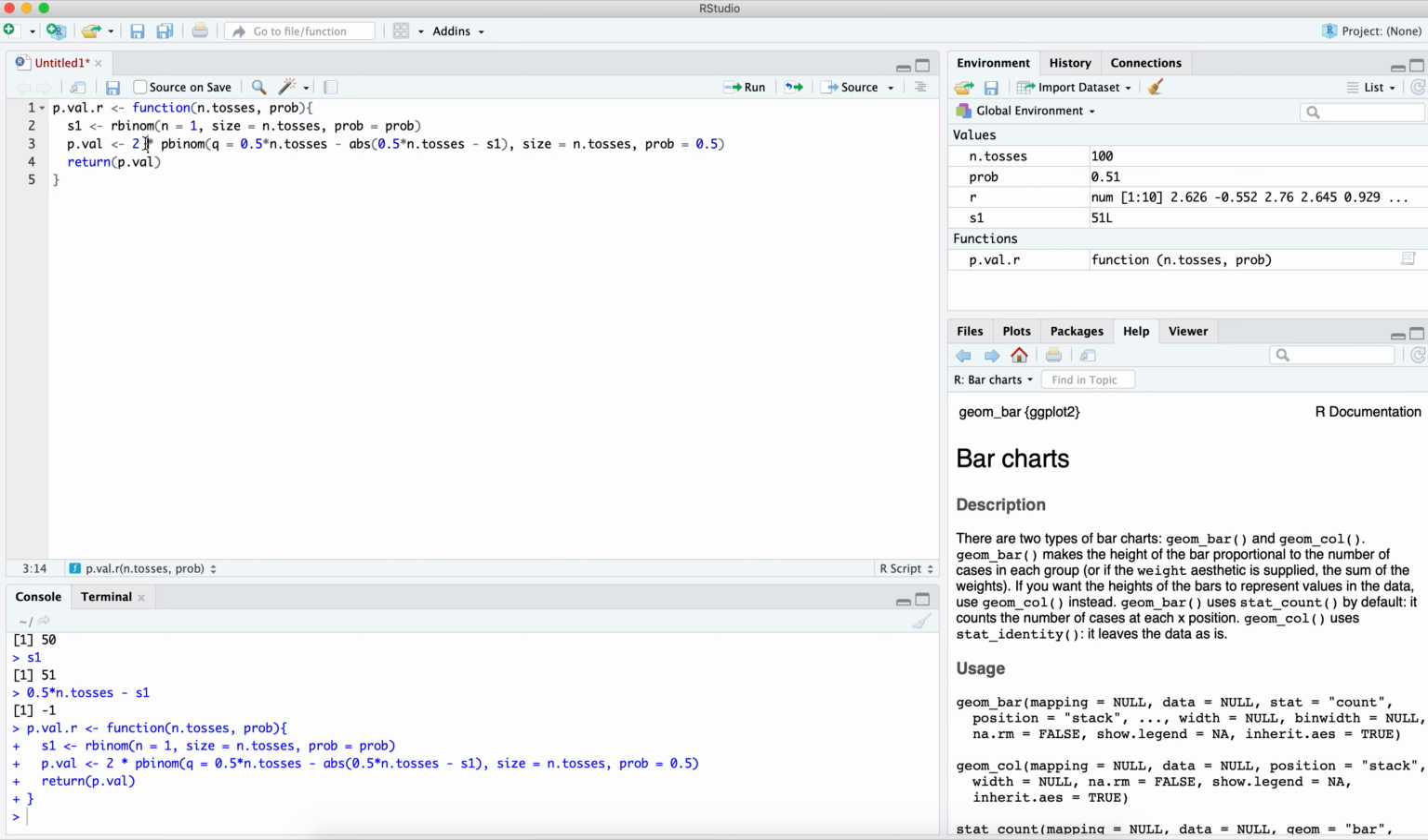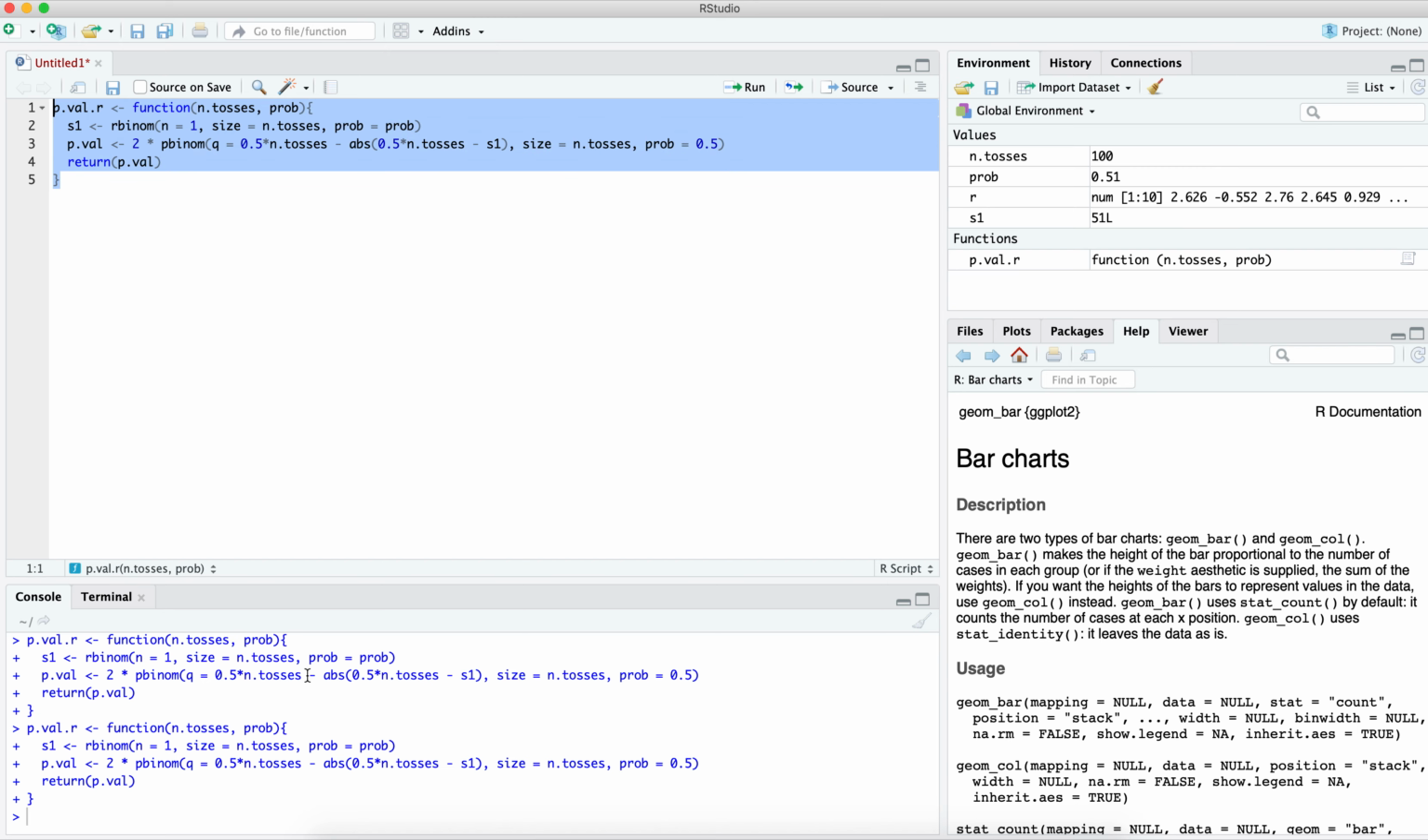And here I'm multiplying by 2. The reason I'm multiplying by 2 is I want the probability of 45 or fewer, or 55 or more, if S1 is equal to 45, or if S1 is equal to 55. If the null hypothesis was not that the coin was fair, we couldn't do that. So we do it like this, and then 1 minus this whole p binom thing minus 1. Exactly. Okay, so this is the function.